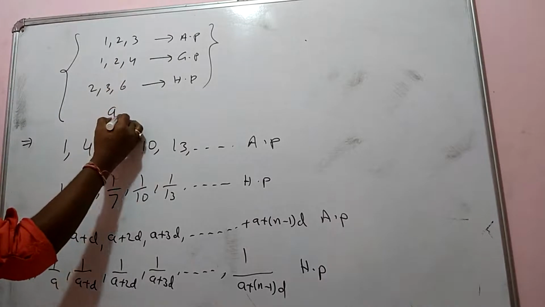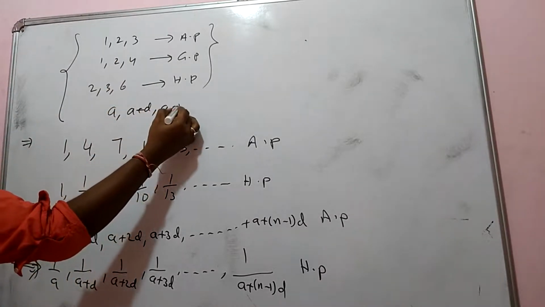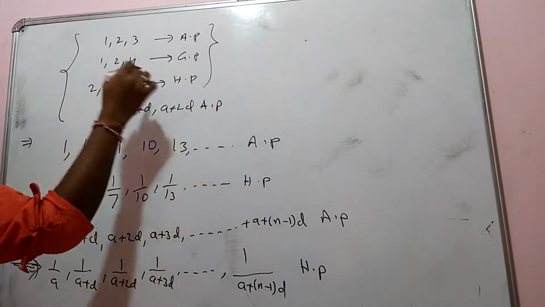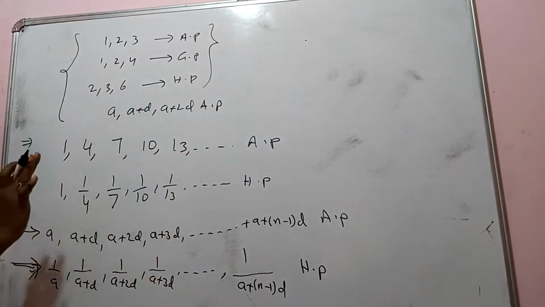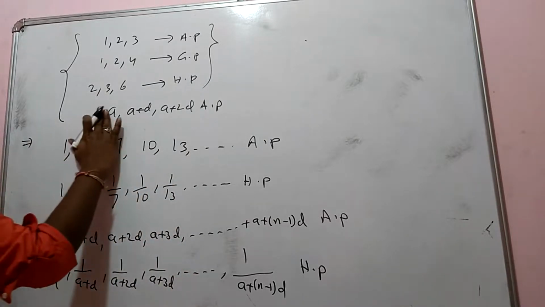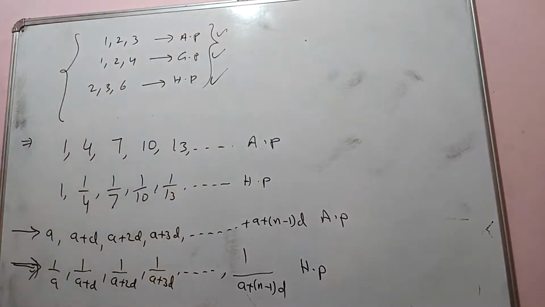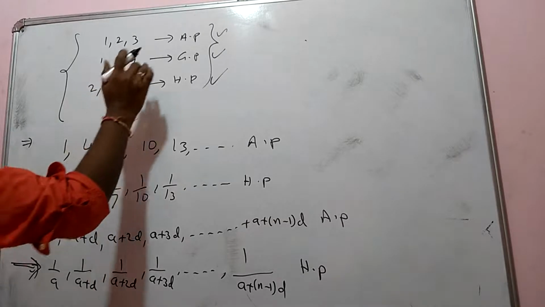Like A, B, C, D, they will be there. A plus D, A plus 2D, they are in AP. Some different format they will have. So which of the following is in HP? They will give options. So always substitute these numbers and check the options. I'll give you some questions based on this tomorrow. We are going to solve them.